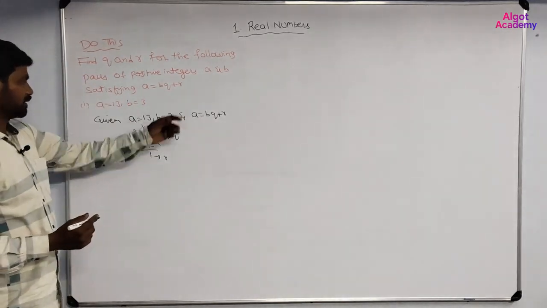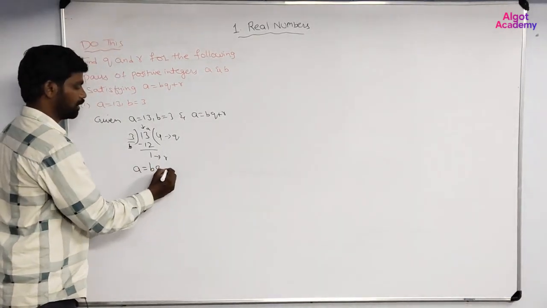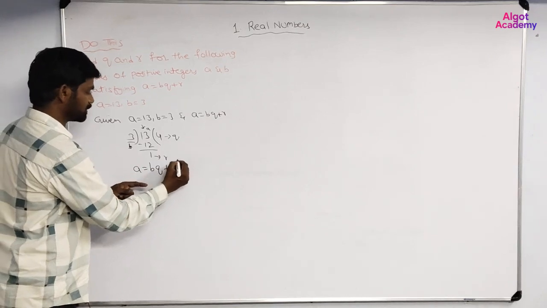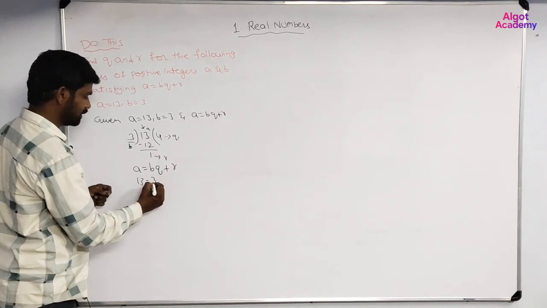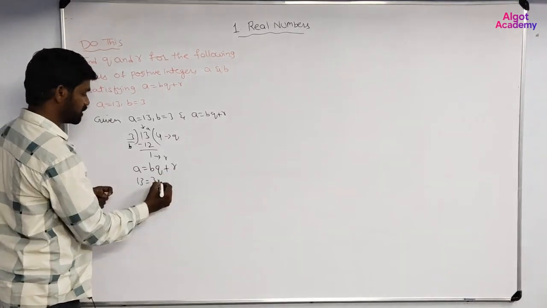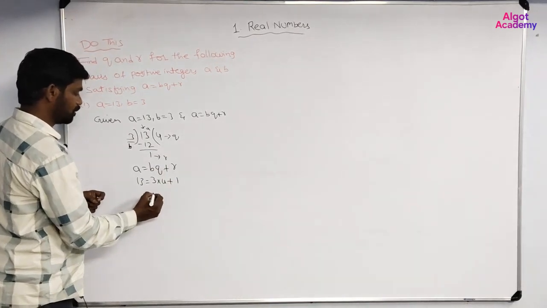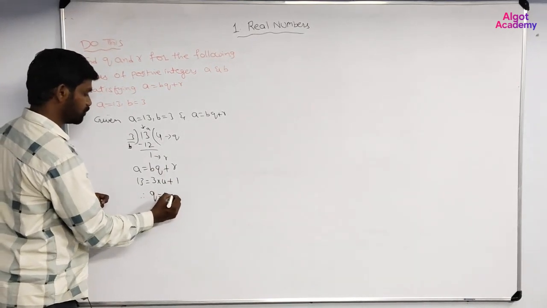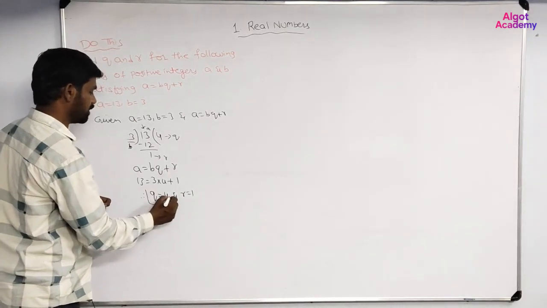Now let us write in this form. What is a? a is equal to bq plus r. The a value is given as 13, and the b value is 3, into the quotient 4, plus the r value 1. Therefore, q is equal to 4 and r is equal to 1. So this is our required answer.